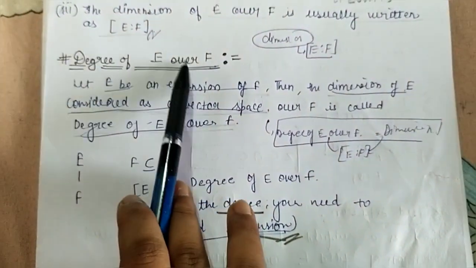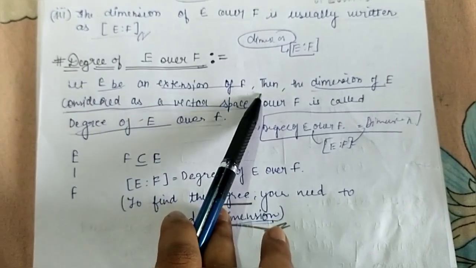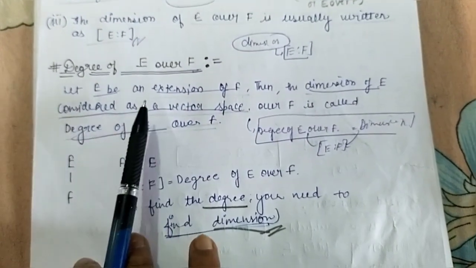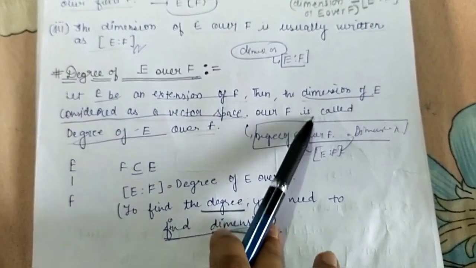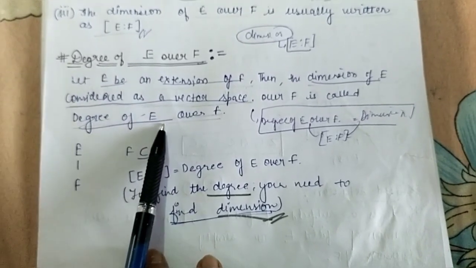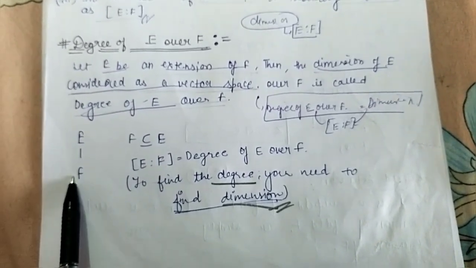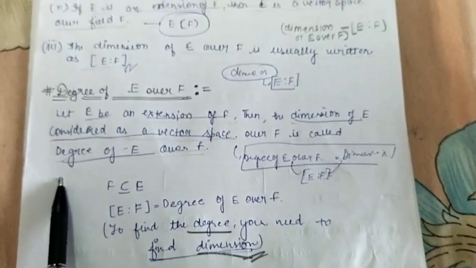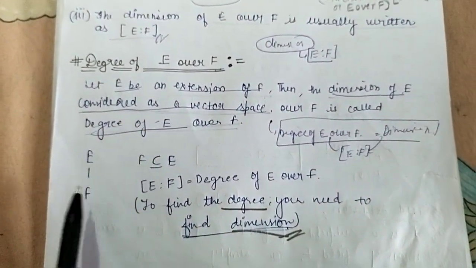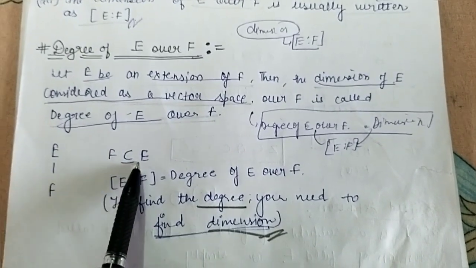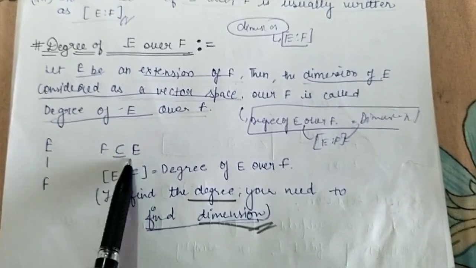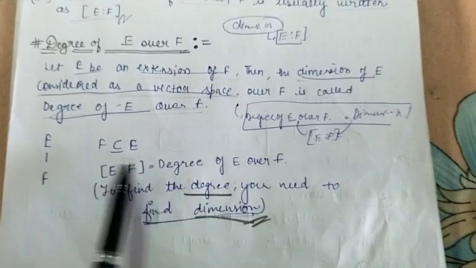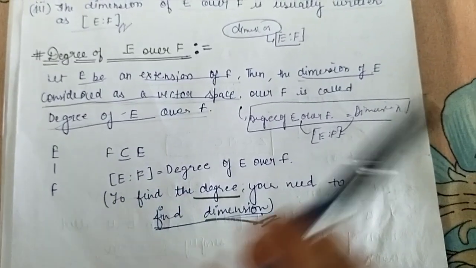Now for the degree of E over F, let E be an extension of F. Then the dimension of E considered as a vector space over F is called the degree of E over F. From here, E is an extension of F, denoted by F is a subset of E. This is how we denote the degree of E over F.